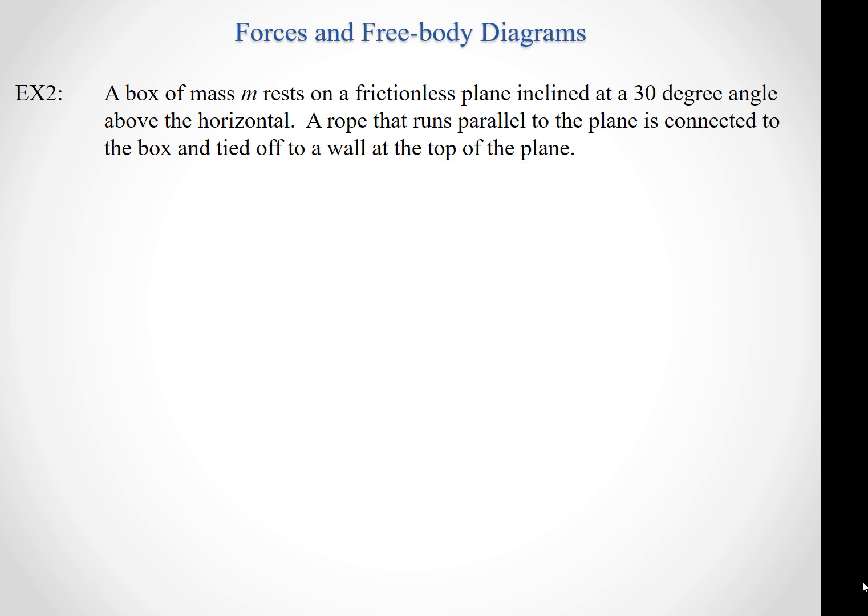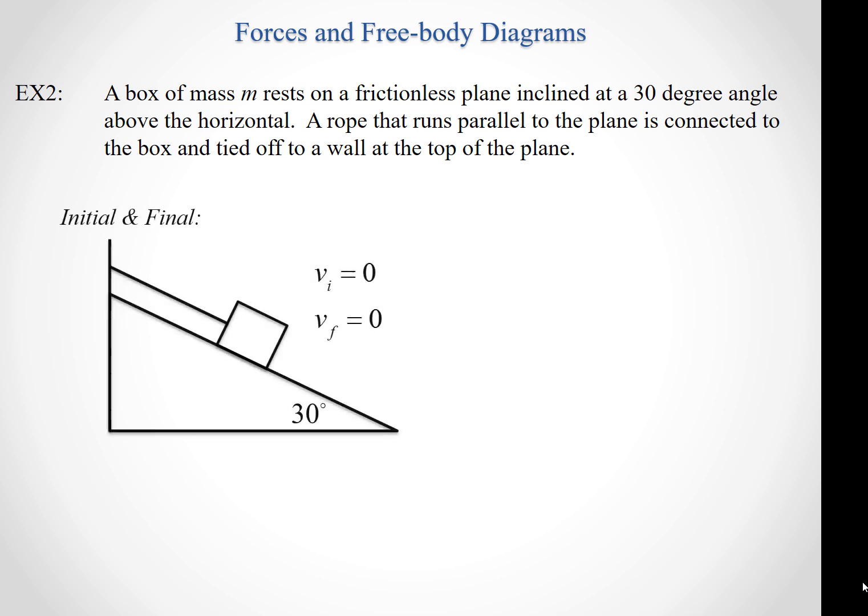In this case, I also have a box of mass M, but now it is resting on a frictionless plane. The plane is inclined at a 30 degree angle above the horizontal, and a rope that runs parallel to the plane is connected to the box and tied off to a wall at the top of the plane. In this example, the box is just sitting there, so my initial and final pictures for the system are exactly the same. To set up the free body diagram, I'll run through my series of questions again. Does the box have mass? Yes. So I need to draw in a gravitational force that's going to point down.